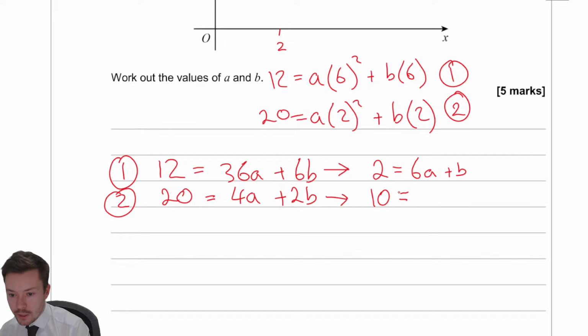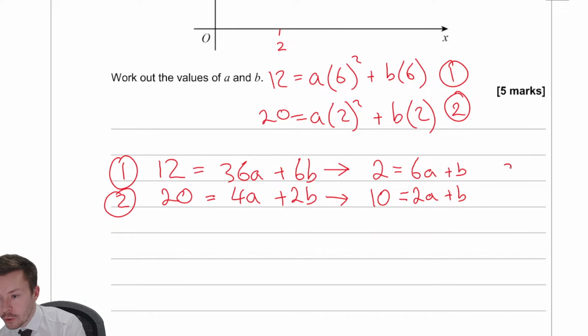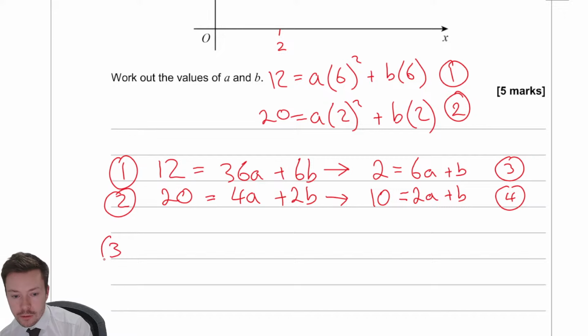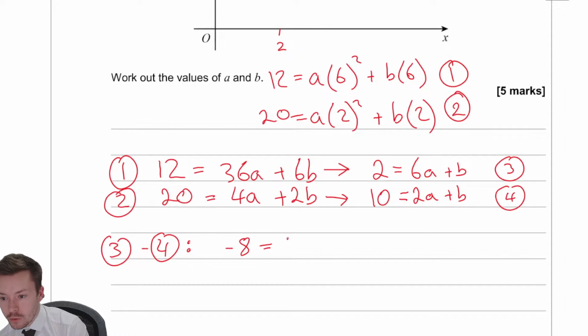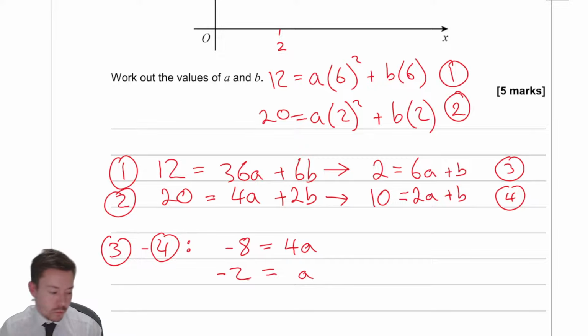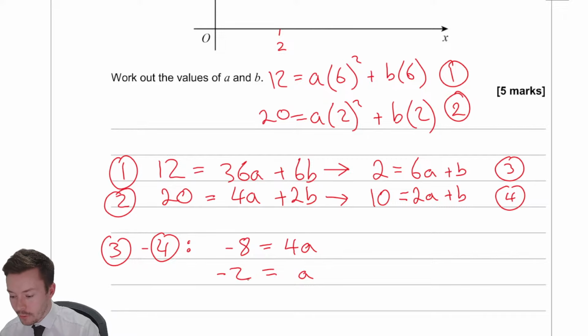Let's see. Dividing by 2, we get 10 is equal to 2a plus b. Right, well, actually from this point, we can just subtract them. So if I call that equation 3 and this equation 4, if I do equation 3 subtract equation 4, then I'm going to get 2 take away 10, which is minus 8, is equal to 4a, and then the b's will cancel. So a is going to be equal to minus 2, okay? And then from there, if we plug that into one of the equations, I'm going to have to plug my tablet in, my drawing tablet.